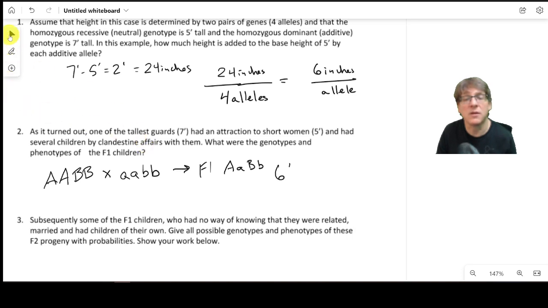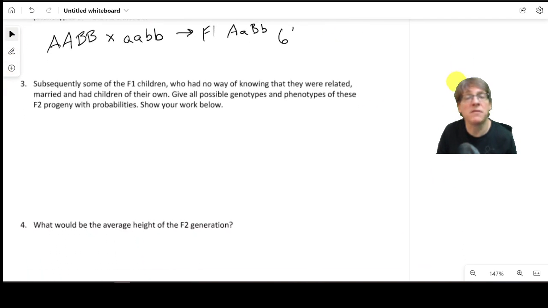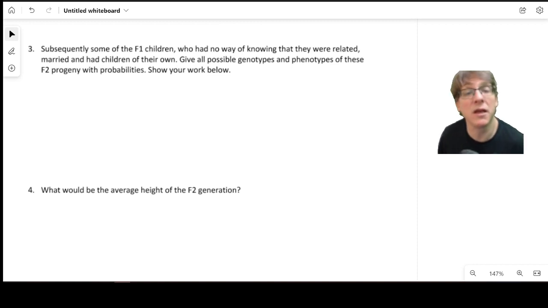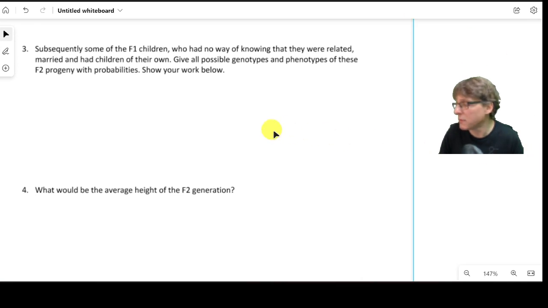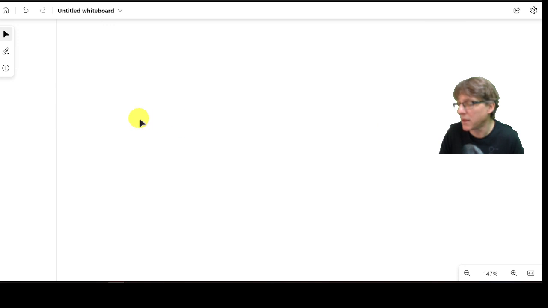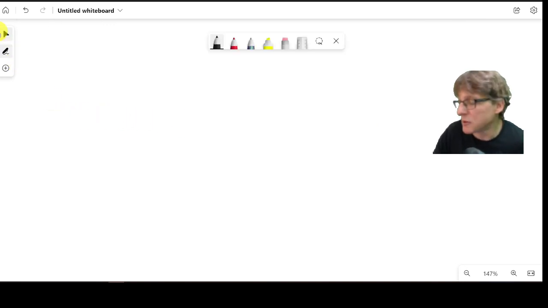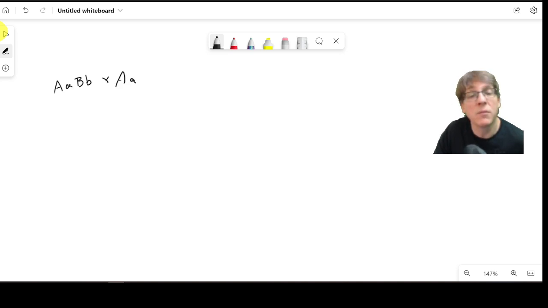Now, subsequently, some of the F1 children, who had no way of knowing they were related, married and had children of their own. Give all possible genotypes and phenotypes for the F2 progeny. This gets to be a bit of a long answer, but it's worth walking through. I'm going to get some blank area here just to give us some space. What we're doing is crossing a heterozygote for both traits with another heterozygote for both traits.